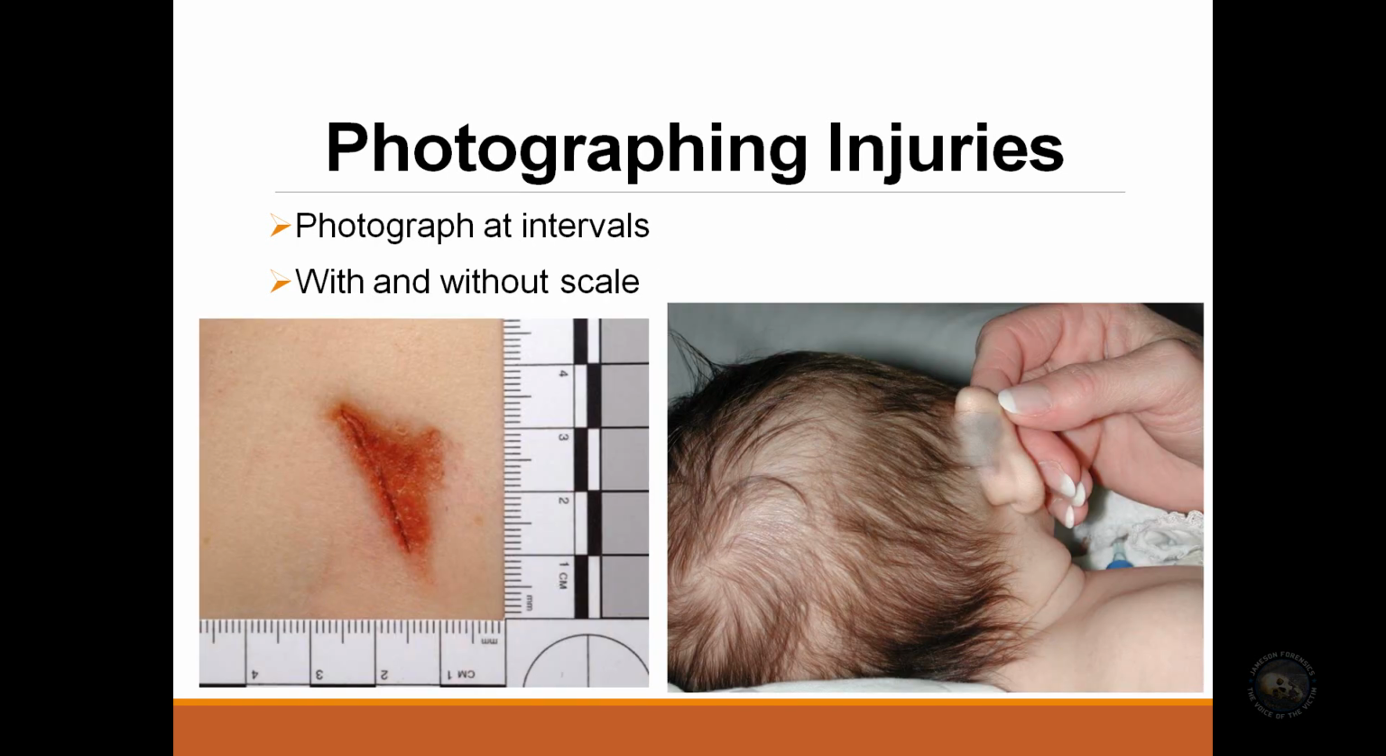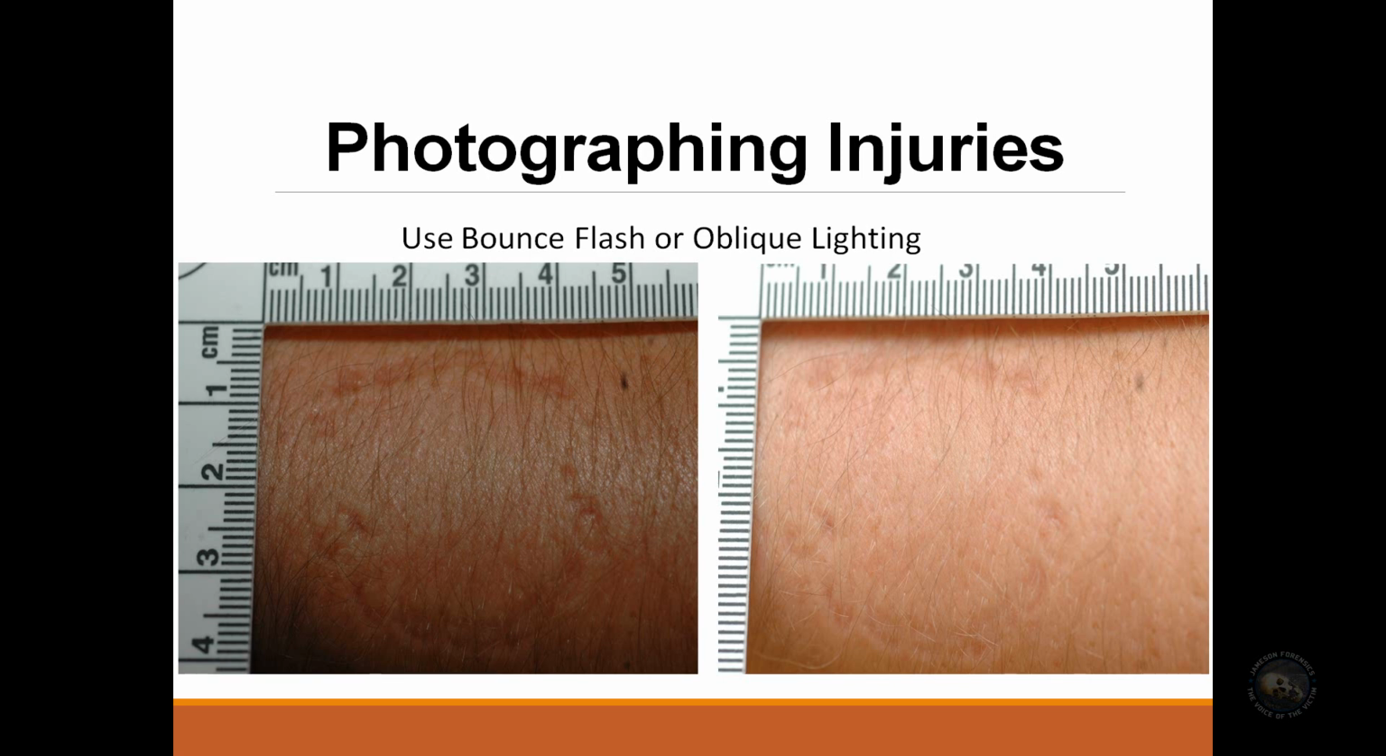So I want you to do intervals of the injuries, 24, 48, 72 hours, and so forth. That way it shows the stages of healing, and it shows the egregiousness of the totality of the injury. And make sure that you keep the scale parallel as you can. This is an example of using bounce flash or oblique lighting to draw out the bite marks.